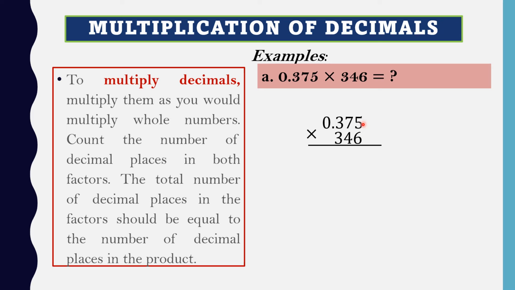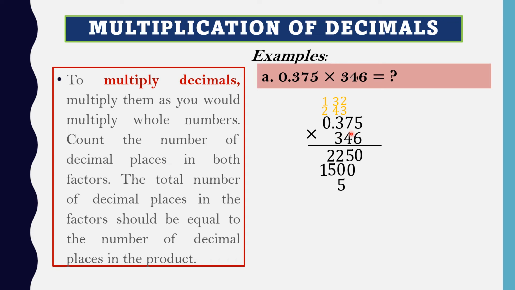So 6 times 5 first is equal to 30. So 0 and then carry 3. 6 times 7 is 42 plus 3. So that is 45. 6 times 3 is 18 plus 4. So we have 22. 6 times 0 is 0 plus 2. So we have 2. Next, 4 times 5 is equal to 20. 4 times 7 is equal to 28 plus 2, so we have 30. 4 times 3 is equal to 12 plus 3, so we have 15. And 4 times 0 is equal to 0 plus 1, so we have 1.